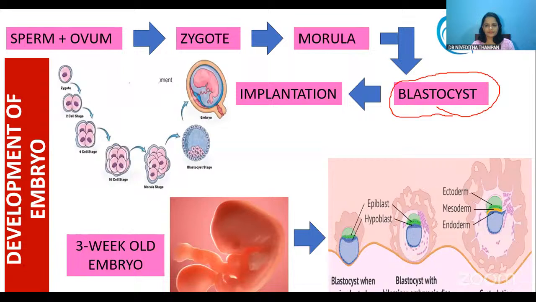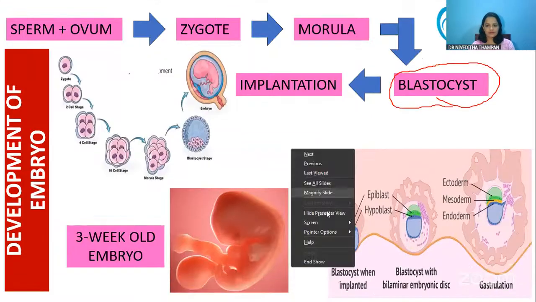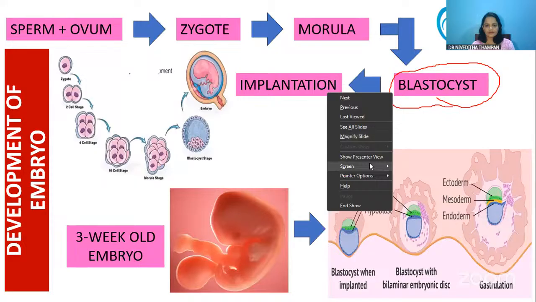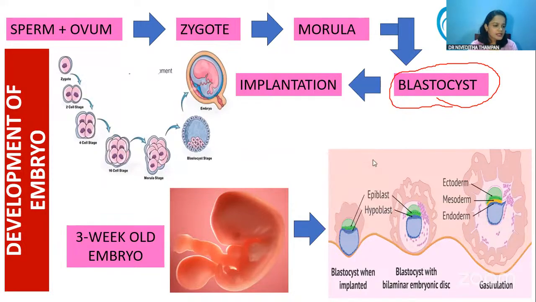By third week of embryonic life, two major changes happen in the embryo. First one is gastrulation and second one is neurulation. What do you mean by gastrulation? Gastrulation means it is the formation of germ layers.